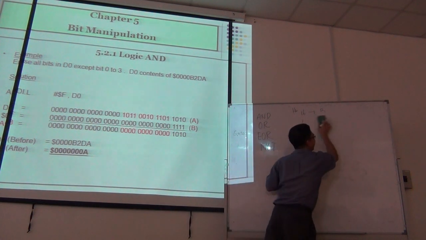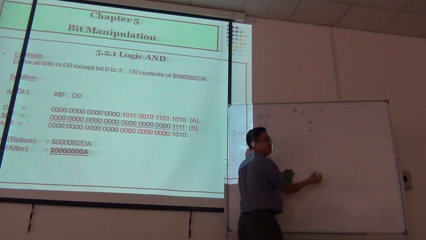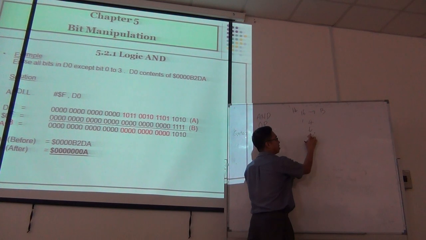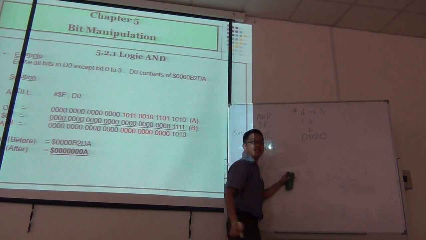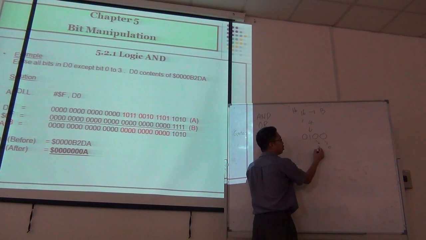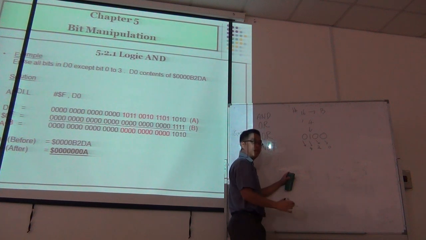So now, very simple. I like to convert very simply, just go down here. 4 means 0, 1, 0, 0. Correct. So this is equivalent to 1, this is equivalent to 2, this is equivalent to 4, and this is equivalent to 8. Right?